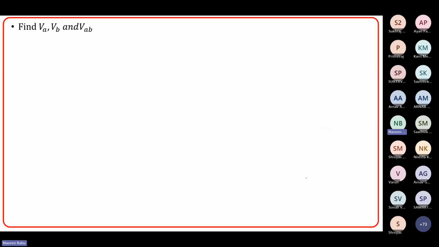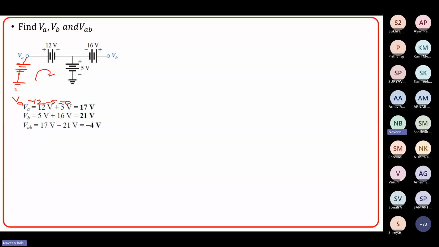Okay. Now let's find the single subscript voltages VA, VB, and VAB. So what is VA here? If you want to find VA, as I said, you draw the battery like this, and then you put a ground. So this will be VA or VA0. To find VA, you can apply KVL in this loop. It will be VA minus 12 minus 5 equal to 0, so VA equals plus 17.